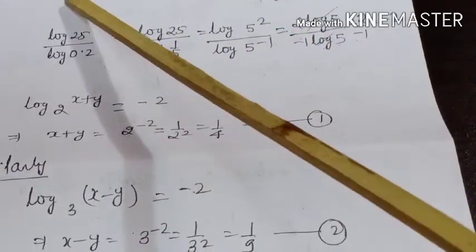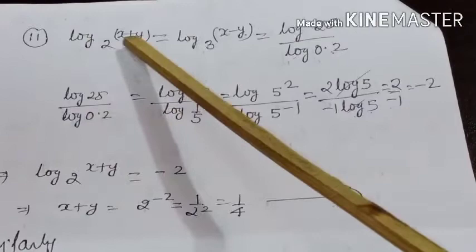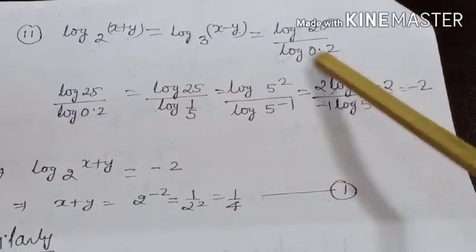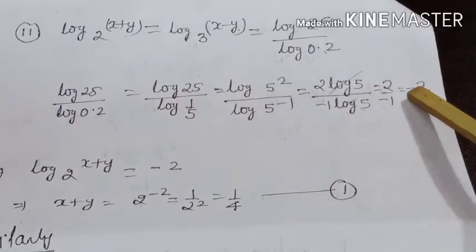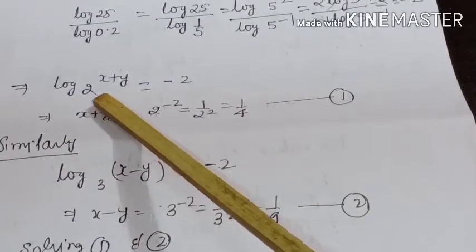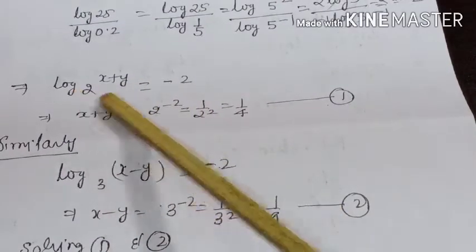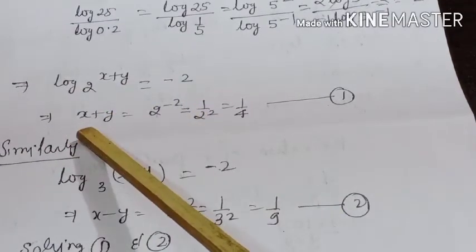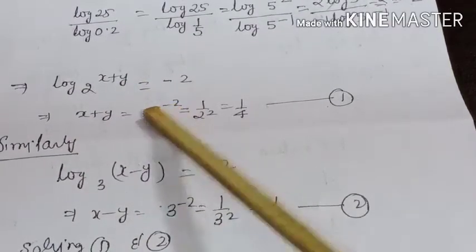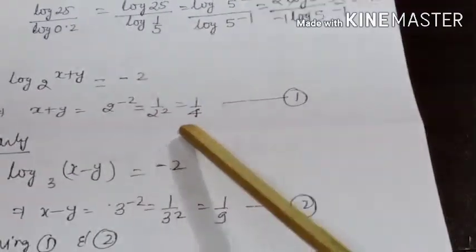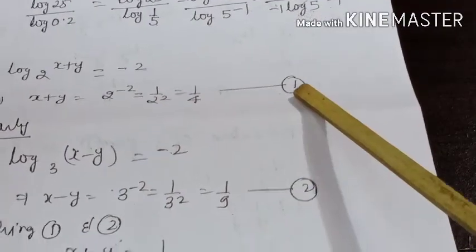So what we are doing, this part is equated to this minus 2, and the next part will also be equated to this one. So at first we are starting with log (x plus y) to the base 2 is equal to minus 2. This logarithmic form we are converting to exponential form. So 2 to the power minus 2 will become x plus y. So x plus y will come out as 1 by 4. We will mark it as equation number 1.